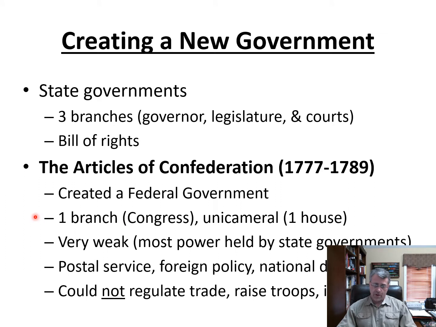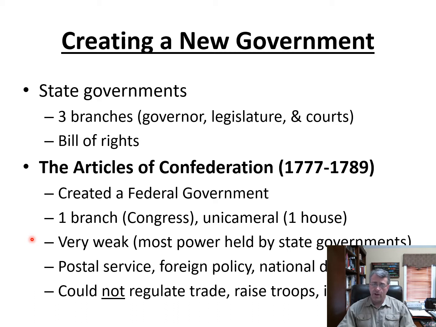This government under the Articles of Confederation was very weak, and this is important to really emphasize. This was not a mistake. It was not an oversight. It was not due to their lack of governing skill. They designed it on purpose to be very weak.